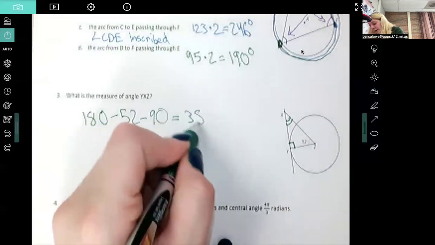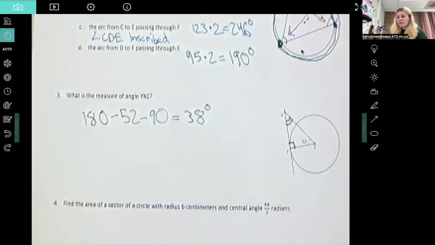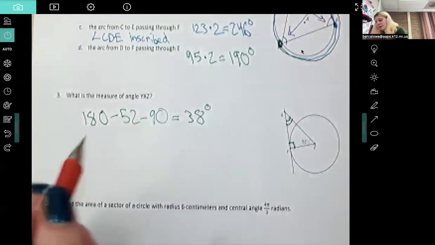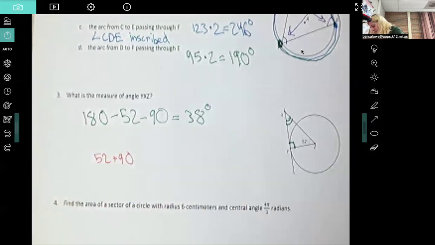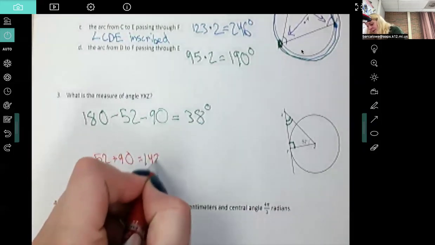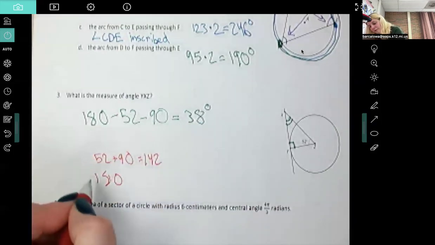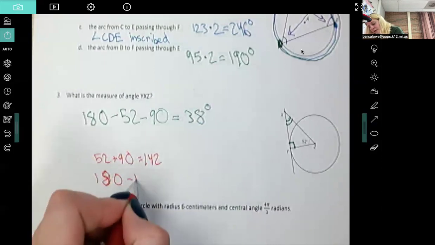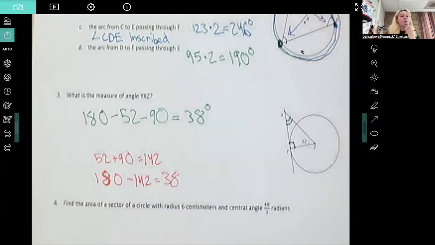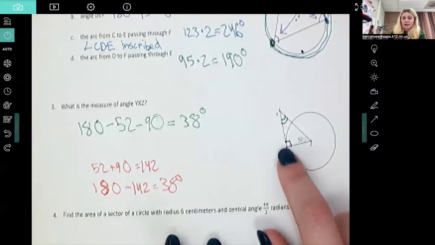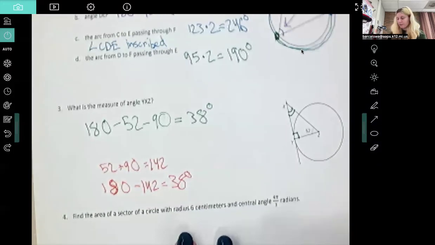Gives me 38 degrees. I know some people do it a slightly different way, where they take 52 plus 90 and get 142, and then they take 180 minus 142. That would also give you 38. So either way, the angles of a triangle add up to 180, and a tangent line is perpendicular to the radius.